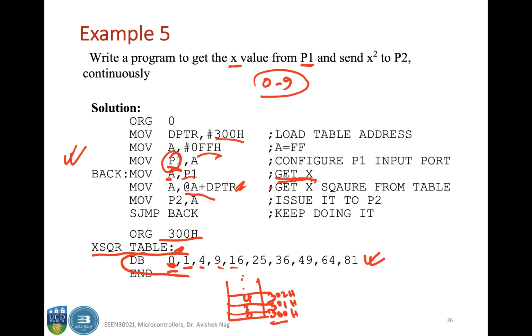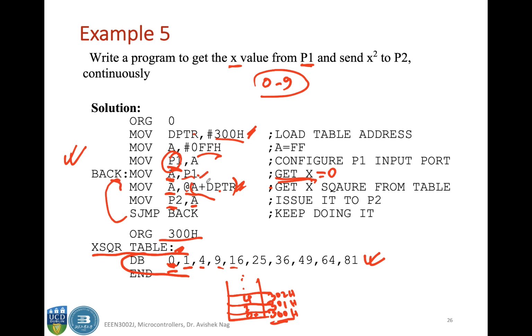You are using indexed addressing mode. So if your accumulator is let's say 0, let's say if your X is 0, okay, then your accumulator is 0, and if you are doing @A plus DPTR, you will get 0 plus 300 because your DPTR is initialized at 300. So you will get this addition as 300, and @300 will give you the number 0 because 0 is stored in 300. So when x is 0, your x square is 0. That x square is fetched to the accumulator, and then that is issued to the port 2, and then the code is repeating again the same operation.